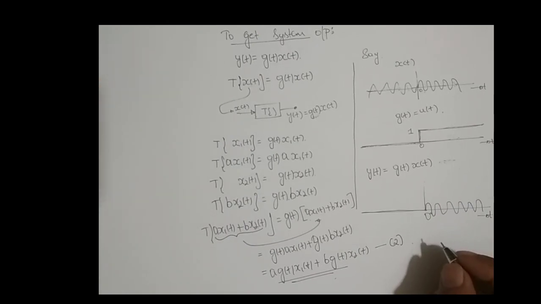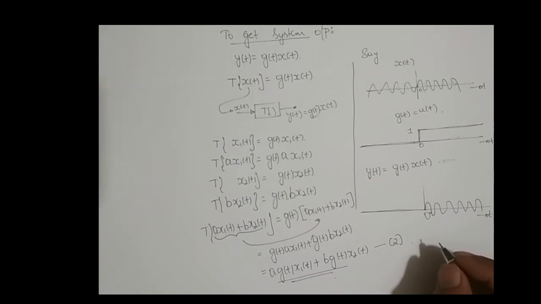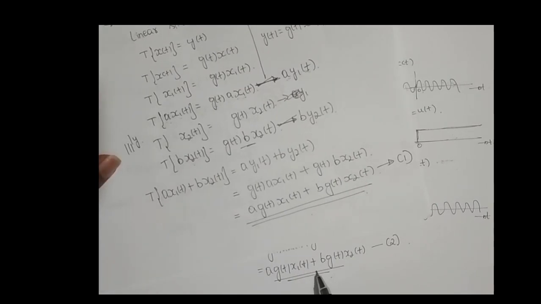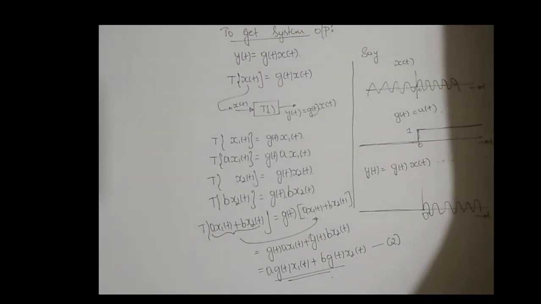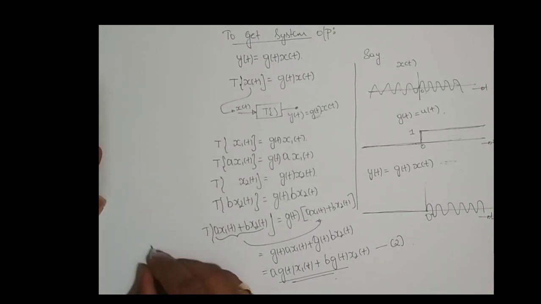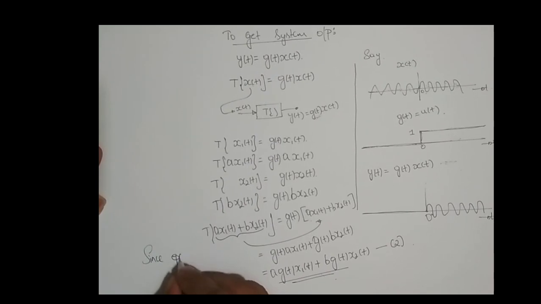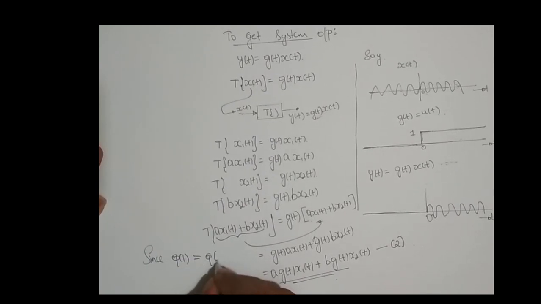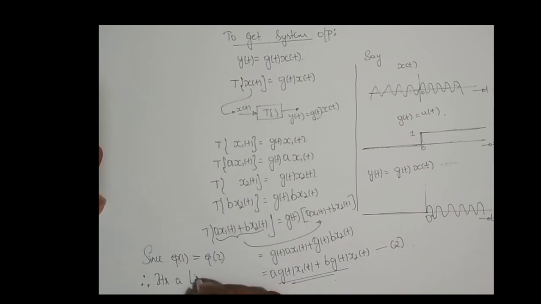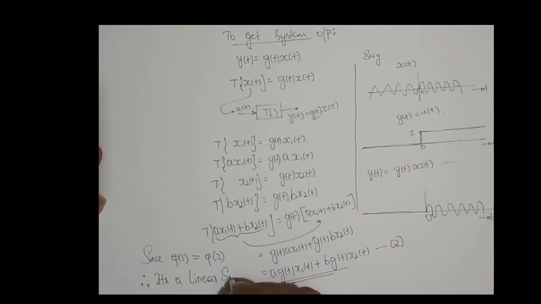Fine. So what was the desired output of a linear system? The desired output of a linear system was this, which is equation 1, and the system output is this, which is equation 2. So desired output and the system output are the same. I'll write it here. Since equation 1 is equal to equation 2, the desired output, equation 1, is equal to the system output, equation 2. So therefore it's a linear system.